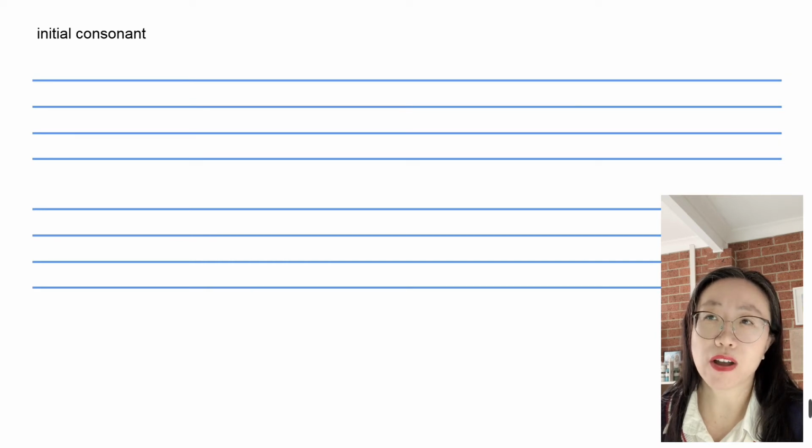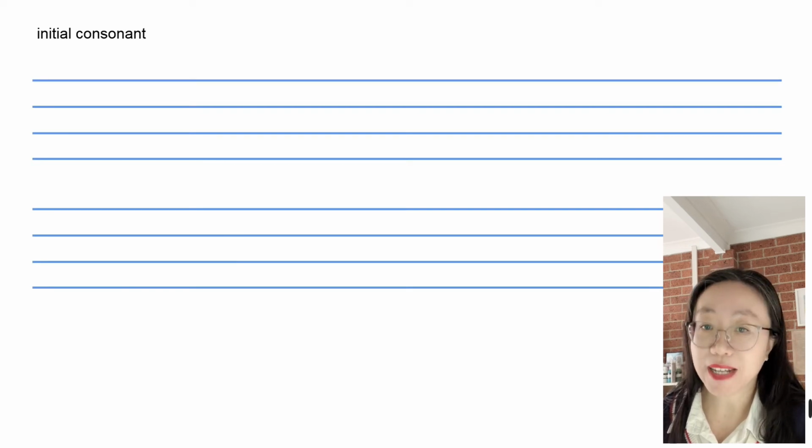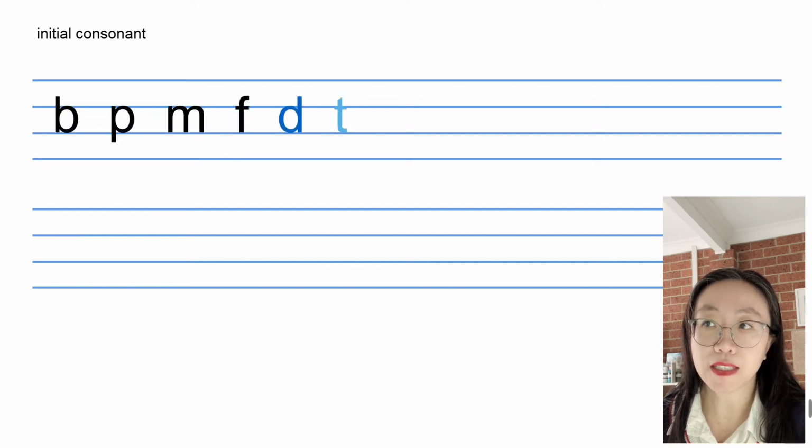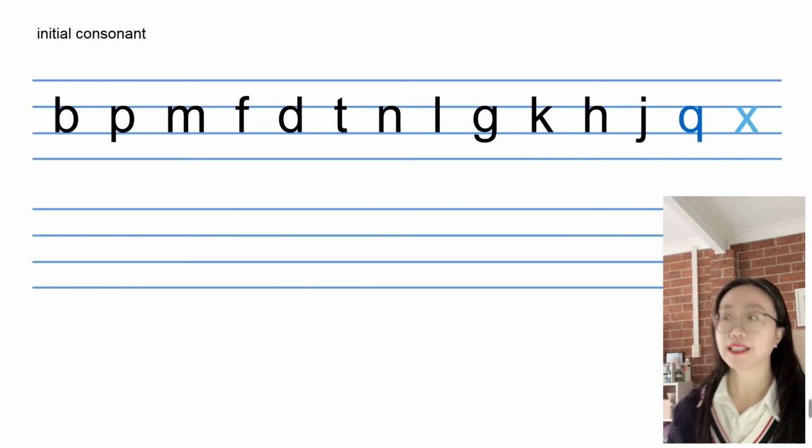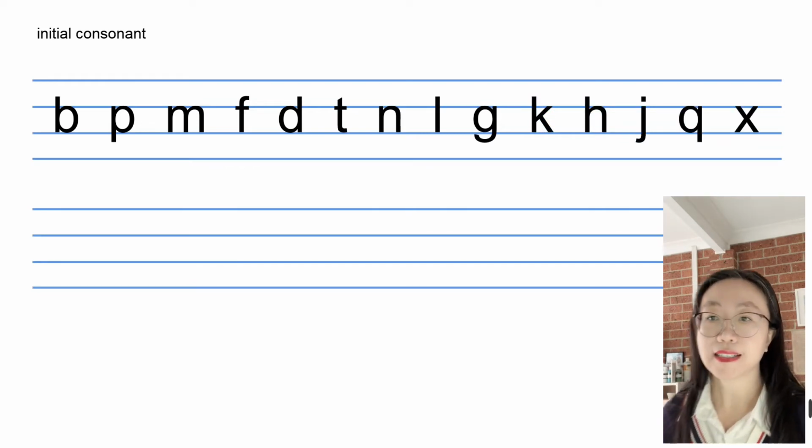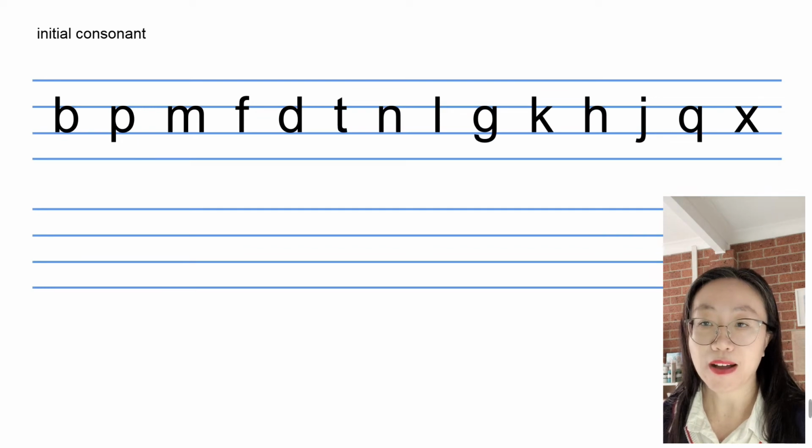Initial consonants, or we call them initial letters. They are, okay, please read after me. B, P, M, F, D, T, N, L, G, K, H, J, Q, X, Z. Okay, go on.